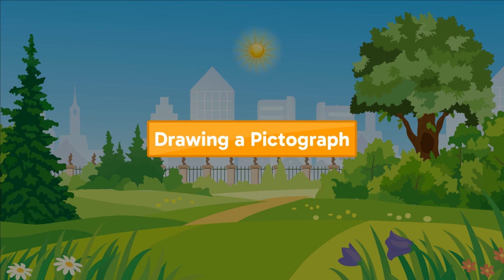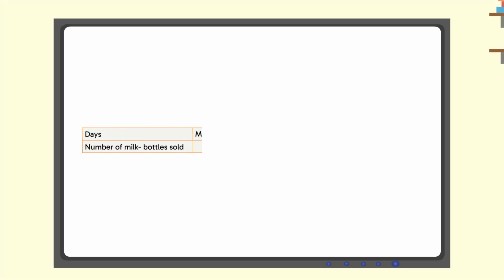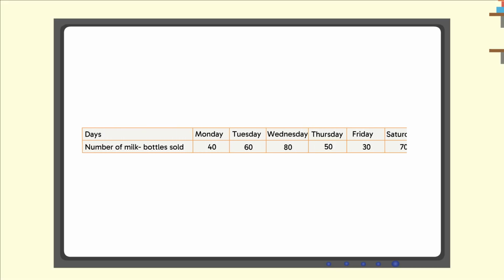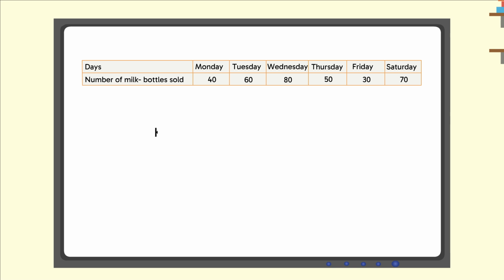Drawing a pictograph. The given table gives the number of milk bottles sold in a week by a milk booth. We will represent it with a pictograph. Let's choose a milk bottle as the key. And the key, 1 bottle, represents 10 milk bottles. Let us now create a pictograph.